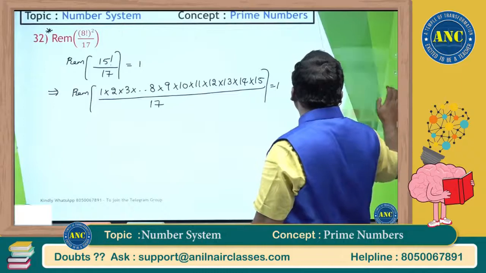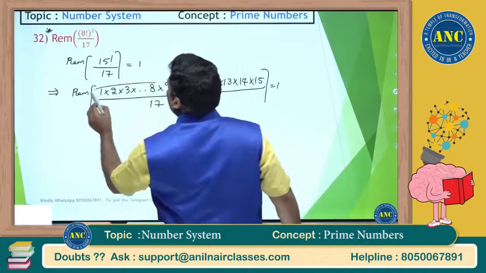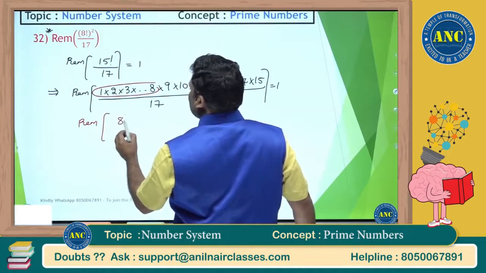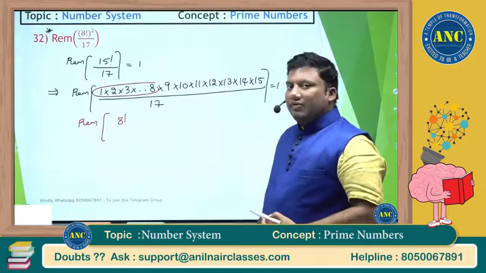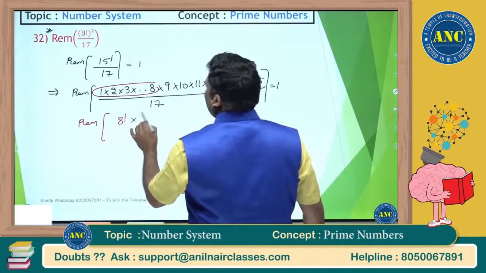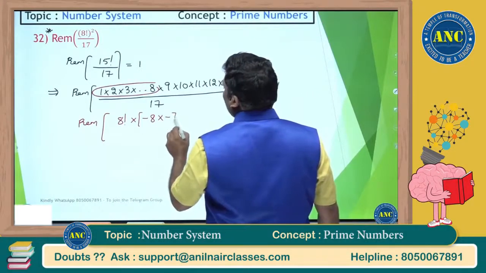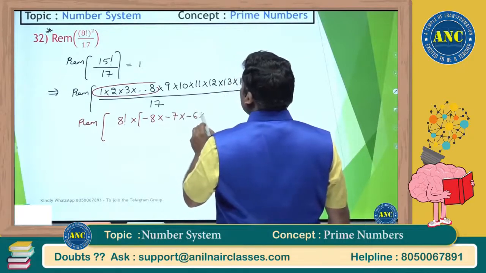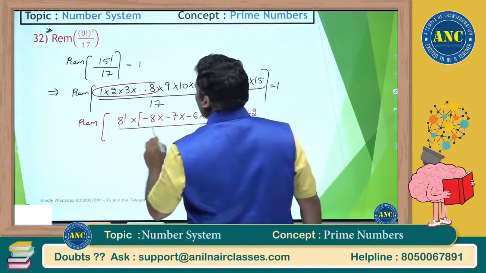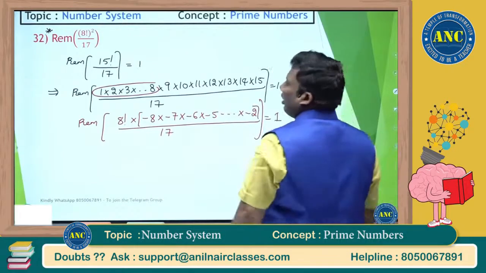We know that 15 factorial divided by 17, it is 1. 1 into 2 into 3 till 8, product of all the natural numbers from 1 to 8, it is 8 factorial. Are you all with me? 8 factorial is product of all the natural numbers from 1 to 8. Then 9 divided by 17: 17 ones are 17 minus 8, negative remainder. 17 ones are 17 minus 7, minus 6, minus 5, up to 15 divided by 17 is minus 2 divided by 17, it is 1. I hope it is clear.